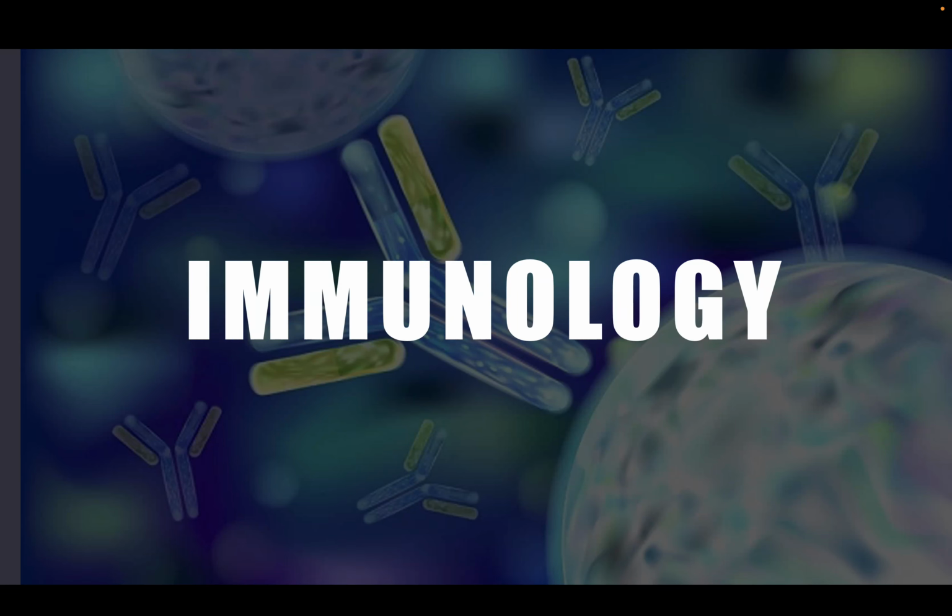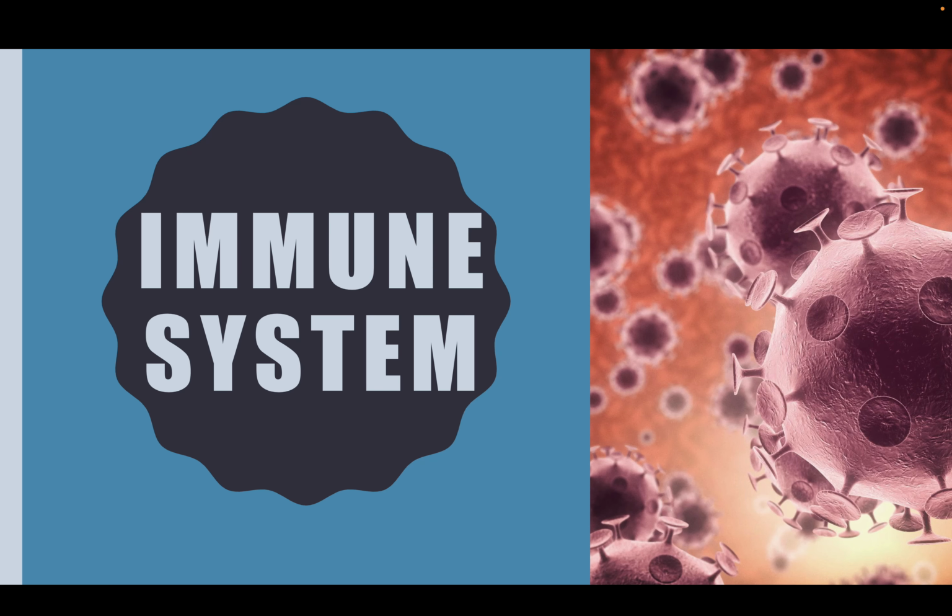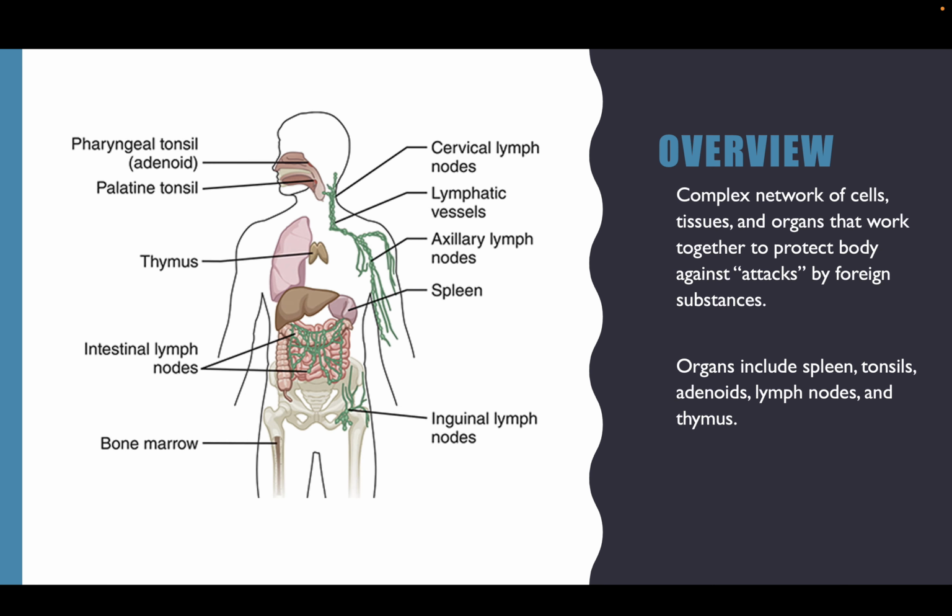Today, let's talk immunology, and specifically, let's start off with the immune system. Your immune system is your body's overall defense against foreign invaders like viruses, bacteria. It includes a lot of our organs, a lot of our glands. Think your spleen, think your adenoids, your lymph nodes. So it's this complex network that's all working together to keep us nice and healthy.